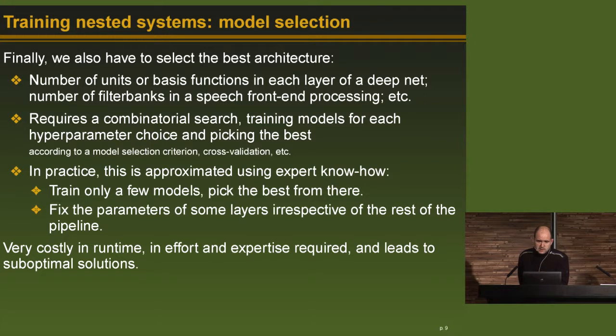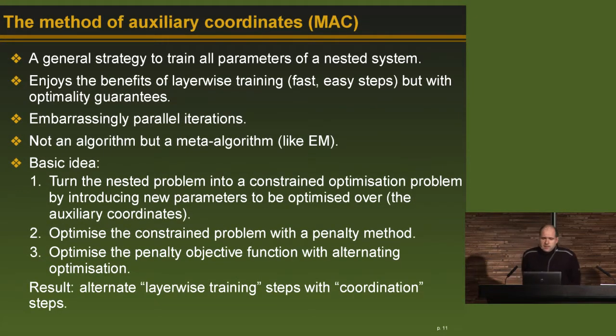Okay, so given this context, I'm now going to introduce the method that we propose in this paper, which we call the method of auxiliary coordinates, for reasons that will become obvious in a moment. It's not really an algorithm by itself. It's a strategy to derive algorithms for a given nested problem, like what happens with the EM algorithm. So it's more like a meta algorithm. It enjoys the benefits of layer-wise training that I just described, that is, fast and easy steps that reuse existing algorithms for shallow systems, but it converges to the right thing.